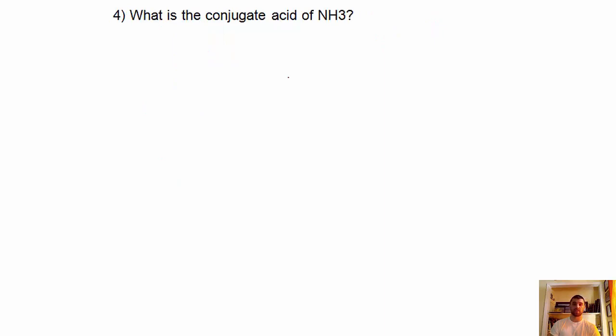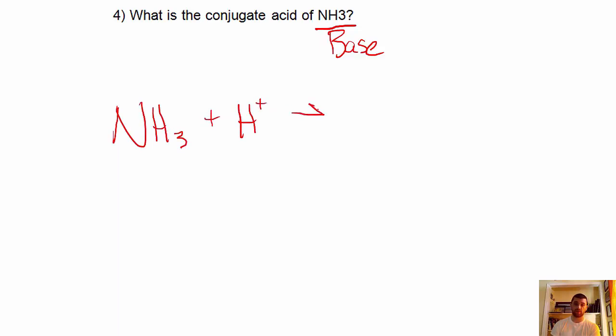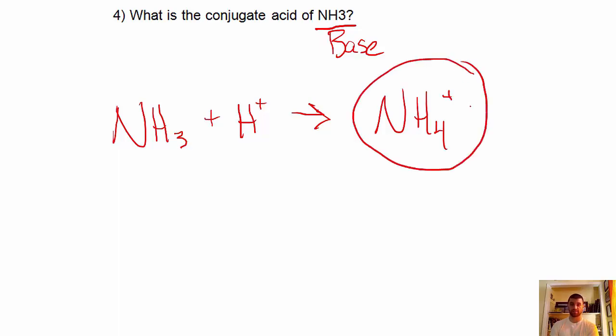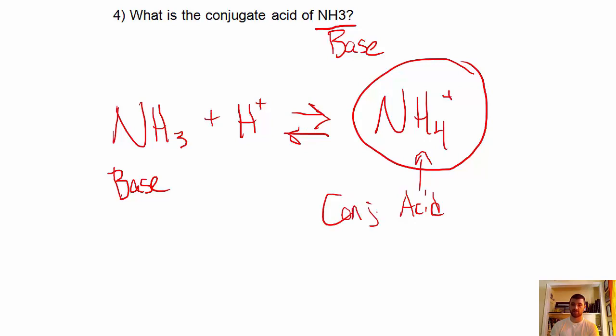Number 4, what is the conjugate acid of NH3? So this is saying that NH3 is acting as a base. So if we start with NH3 and it's acting as a base, we're giving it a proton or an H plus. So what it becomes is NH4 plus. So that is the conjugate acid, right? This is now able to act like an acid and give off an H plus if we're doing the reverse reaction. So we have a base here, and we have its conjugate acid on the other side.